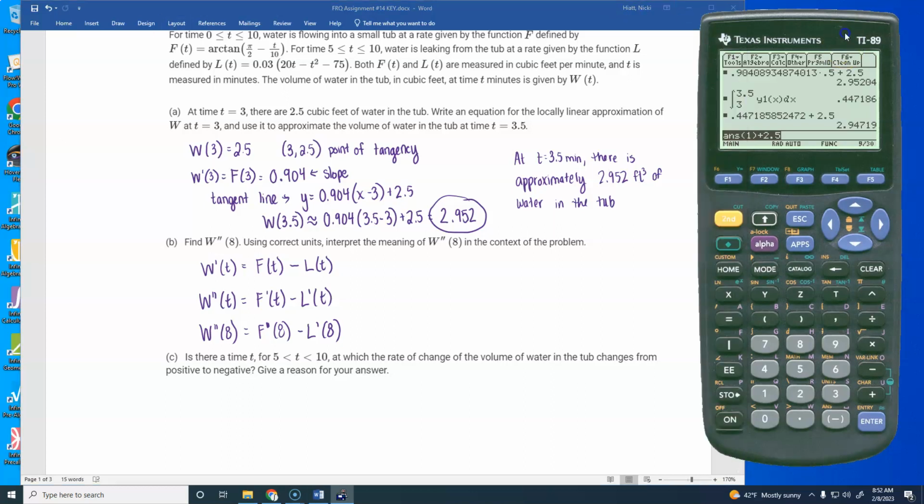So let's look at the most efficient way to do this in the calculator. First, let's go back to y equals. Let's put L in y2. So we got 0.03 times 20x minus x squared minus 75. You want to double check. Oh, mine's wrong. I put 2 instead of 20. Let me fix that.